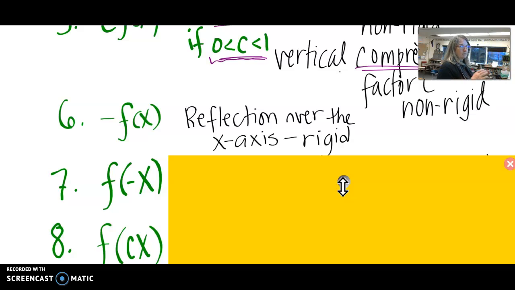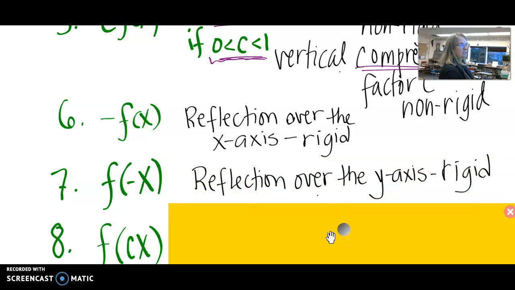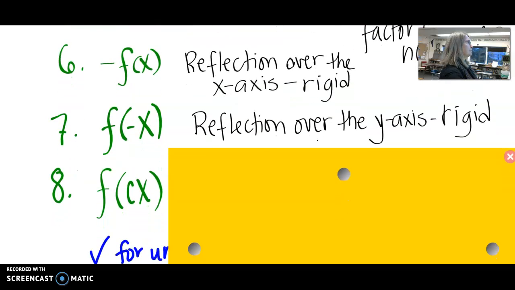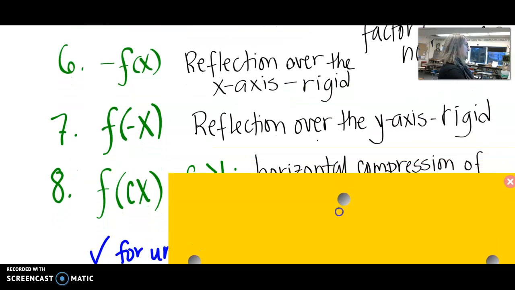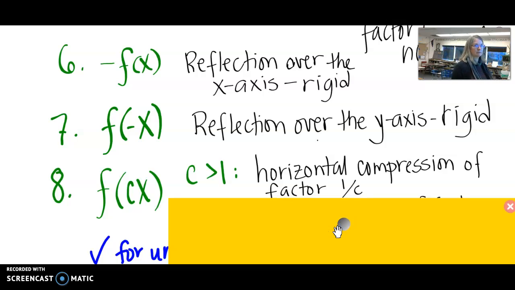Anything on the inside of parentheses before you do the function is going to have a horizontal effect. So number 7, horizontal, because the negative is on the inside, and it will reflect over the y-axis, and both of those are rigid transformations. Okay, and then number 8 here. This one we haven't covered a whole lot, so I will do a quick review of that in another video because we're not going to have time here.